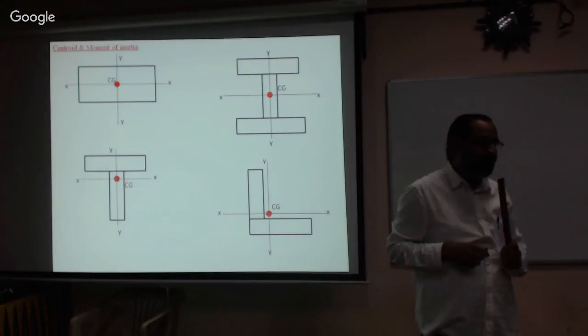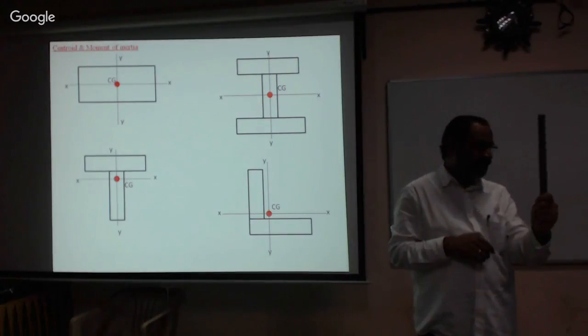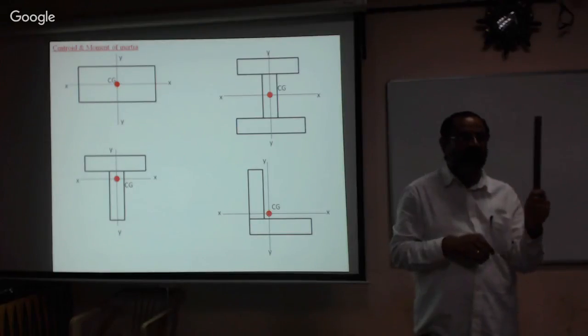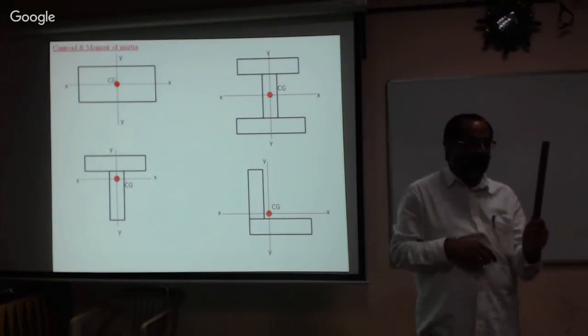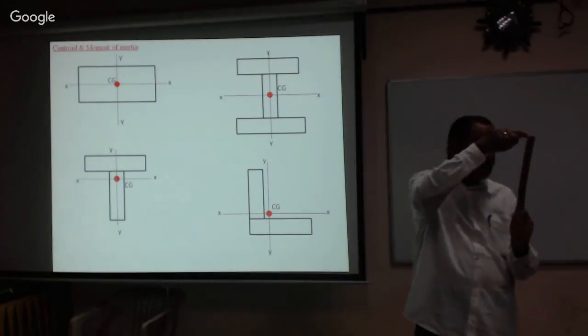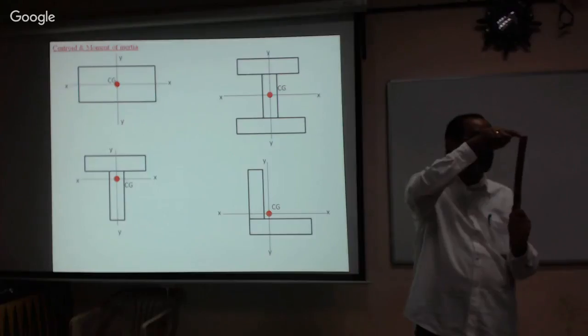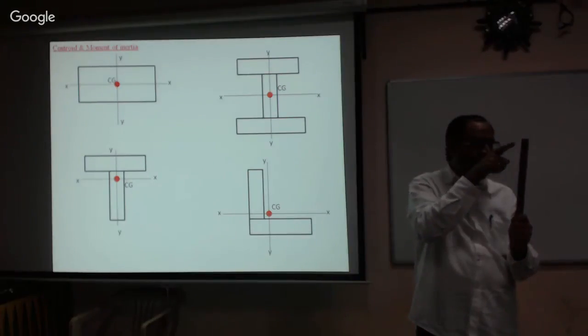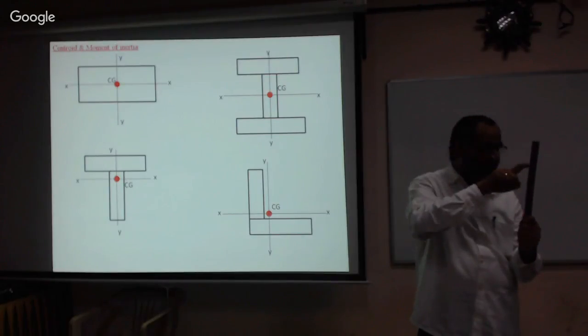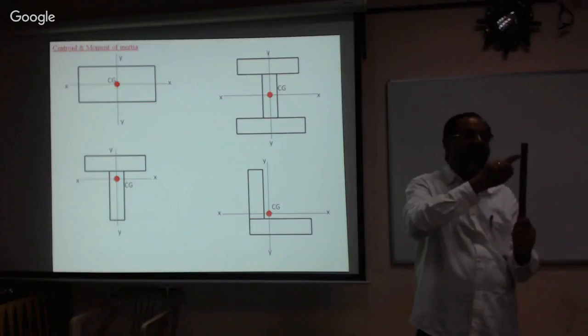Similarly, let us assume that it is a column, an RCC column or a steel column, whatever it may be. If you apply the force in this direction, what is going to happen? Deformation and moment will be more, isn't it? If we apply the force in this direction, what is going to happen? Again, same material, same section, but the direction differs.